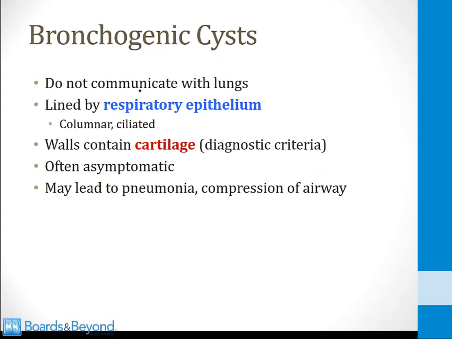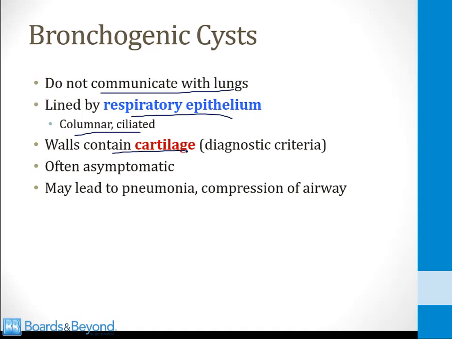Some other details of bronchogenic cysts are shown on this slide. They do not communicate with lungs. As I just showed you, they bud off of the foregut and don't grow any further, so they will never have a connection to the future lungs that develop. They are lined by respiratory epithelium, which is columnar ciliated epithelium. Basically, they think they want to become the trachea and part of the respiratory tree, but that never happens.